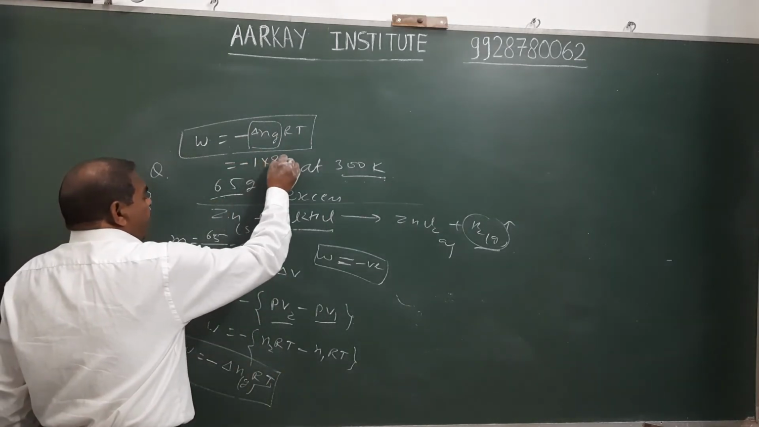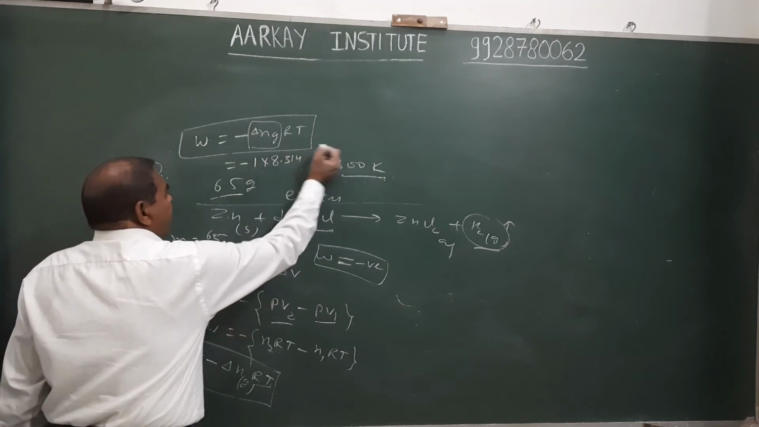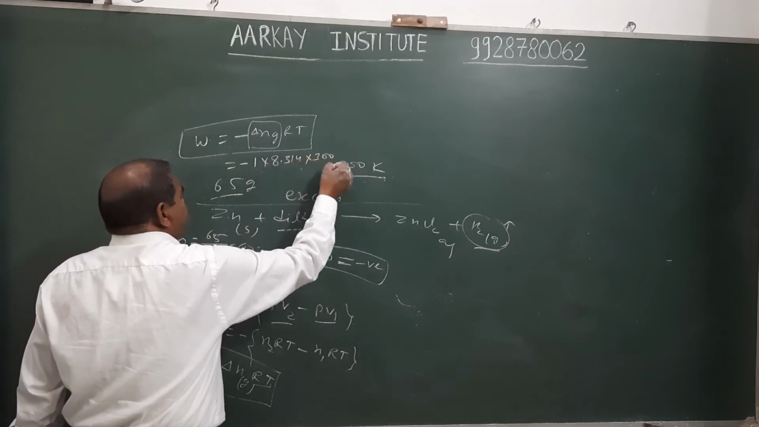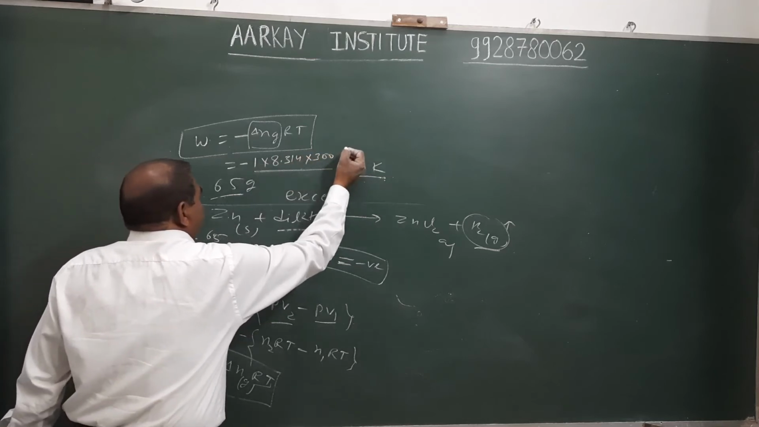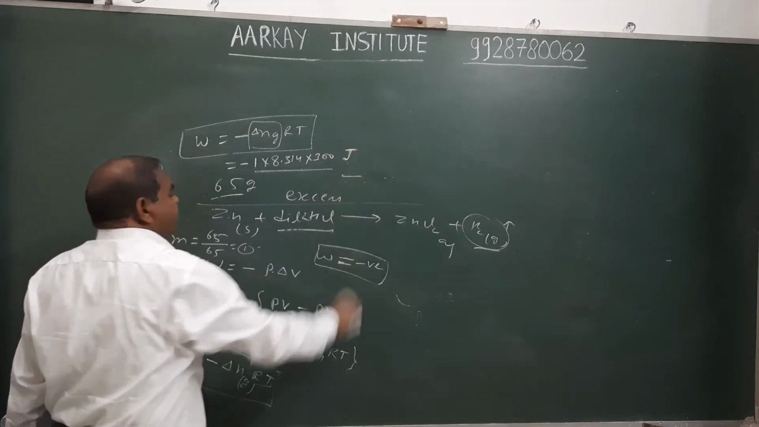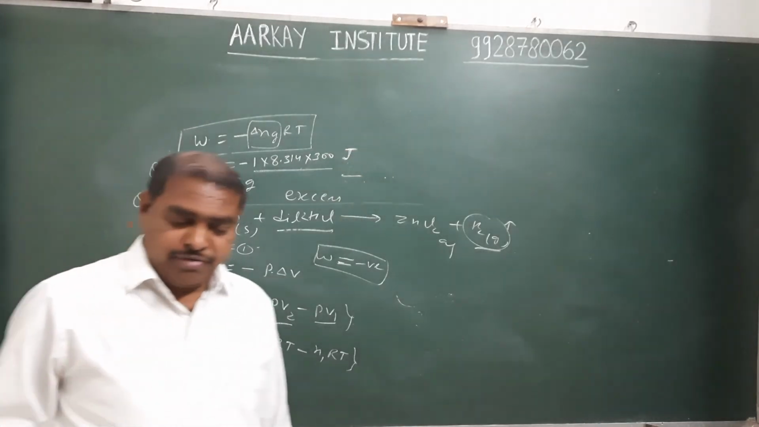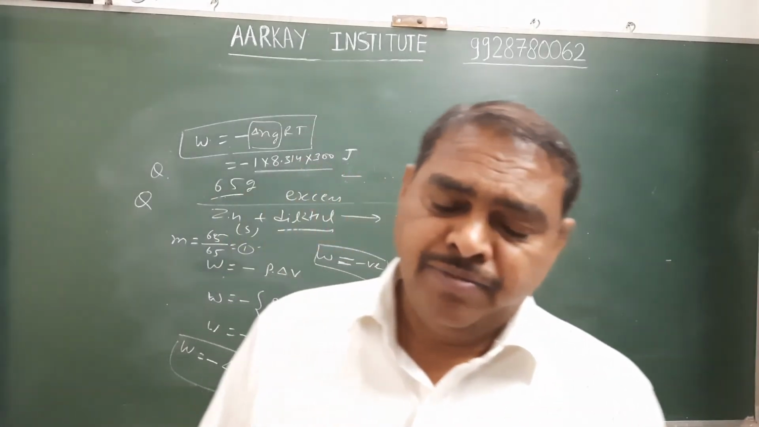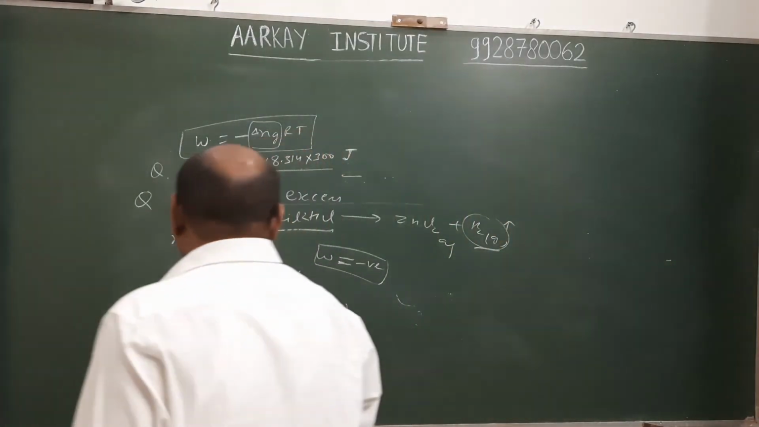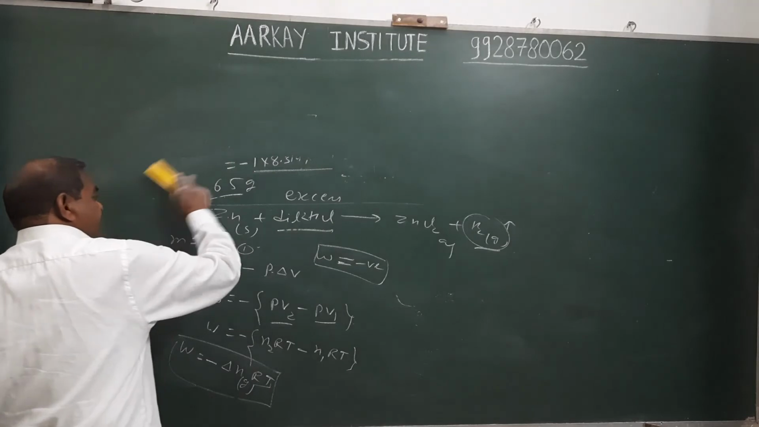The value of R is 8.314 joule and the temperature given is 300 Kelvin. Therefore, this amount of work in joule is done by the system, because of the negative sign. Okay, this is the isobaric reaction.